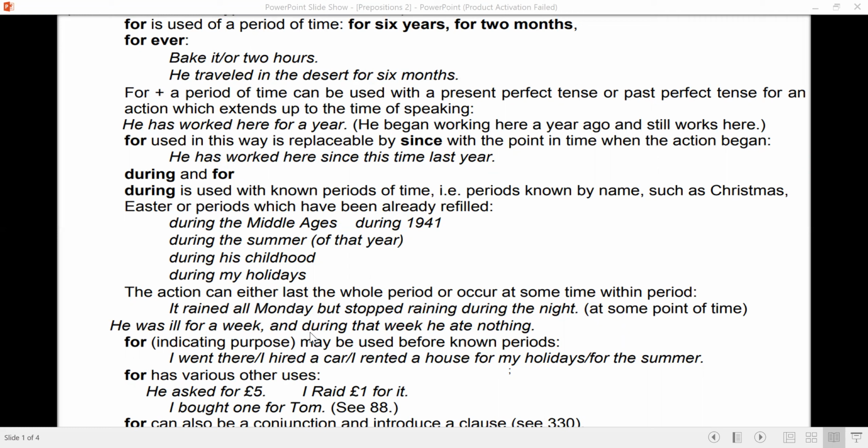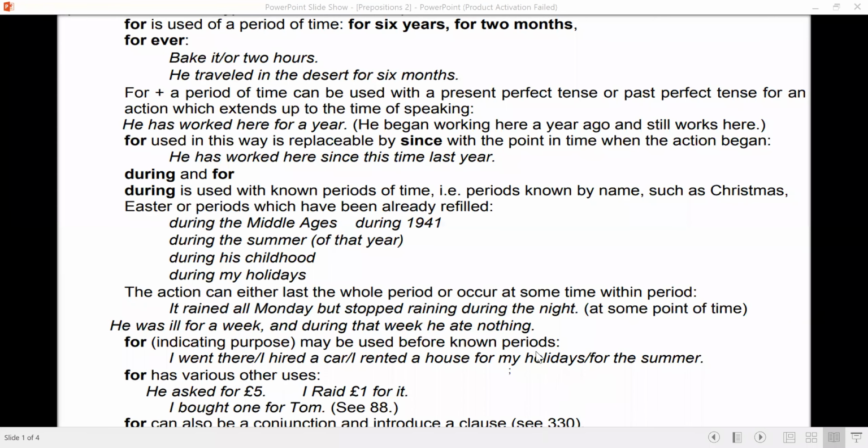He was ill for a week, and during that week, he ate nothing. So now we are talking about a week, and we are referring to the time in the week with the help of during. We are saying: during that week, he ate nothing. So here we are referring to the whole week, not to some point, but rather to the whole week. But in the first example, we are referring to some point of time at night. So during can show both things: the action happening at some point of time and the action happening for the whole period of time.